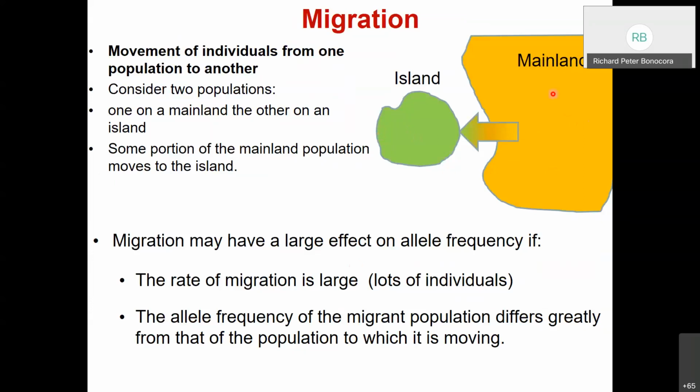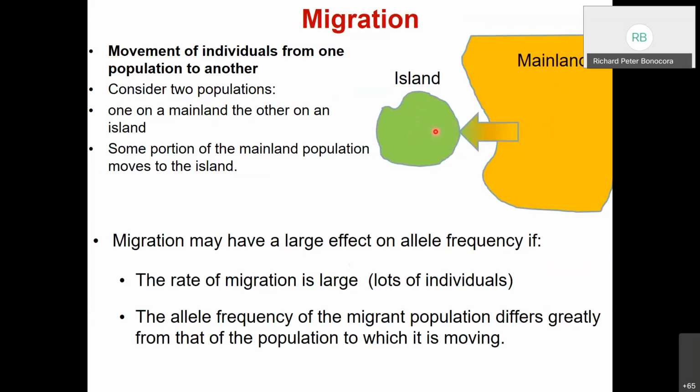The other thing that makes a big effect is the difference in the allelic frequencies between those on the mainland and those on the island. If these individuals have a very different frequency of each of the alleles for a particular trait on the mainland compared to the island, there'll be a more pronounced effect. So it will have a greater effect on what the final allelic frequency is on the island.